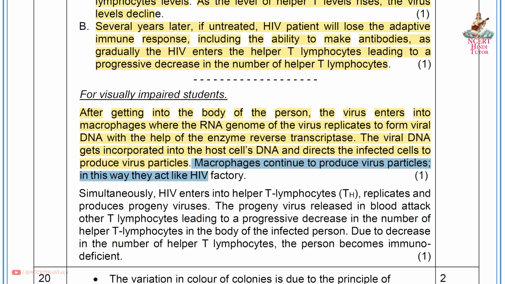In this way, they act like an HIV factory. Simultaneously, HIV enters into helper T lymphocytes (Th), replicates and produces progeny viruses. The progeny virus released in blood attack other T lymphocytes, leading to a progressive decrease in the number of helper T lymphocytes in the body of the infected person. Due to decrease in the number of helper T lymphocytes, the person becomes immunodeficient.